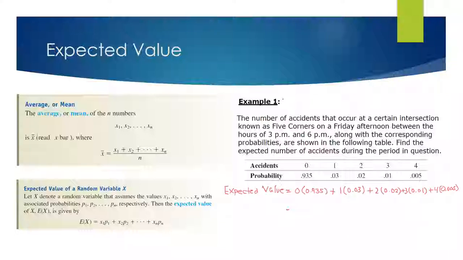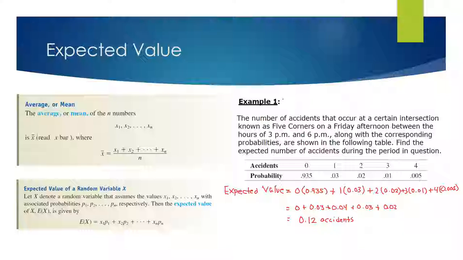So for our case here, the expected value is going to equal 0 times 0.935 plus 1 times 0.03 plus 2 times 0.02 plus 3 times 0.01 plus 4 times 0.005. And so when I put those together, I get 0 plus 0.03 plus 0.04 plus 0.03 plus 0.02, which comes out to be 0.12 accidents. So on average, I would expect to have 0.12 accidents in this area.